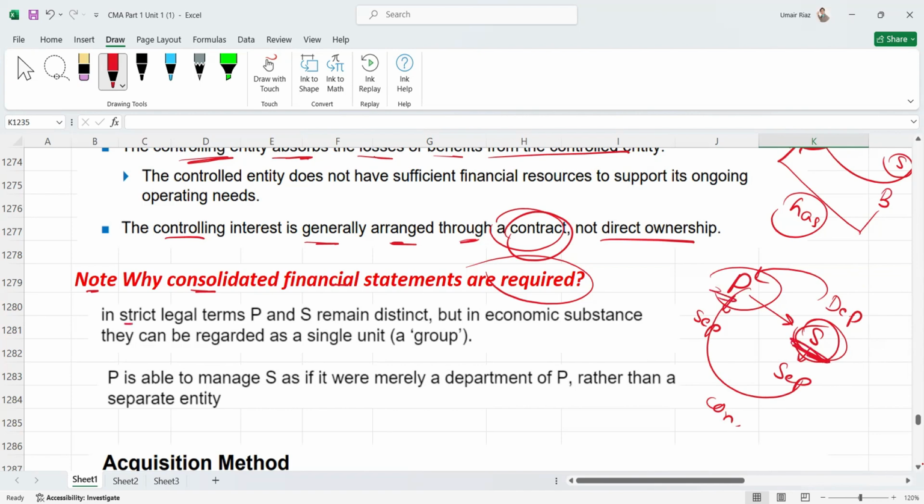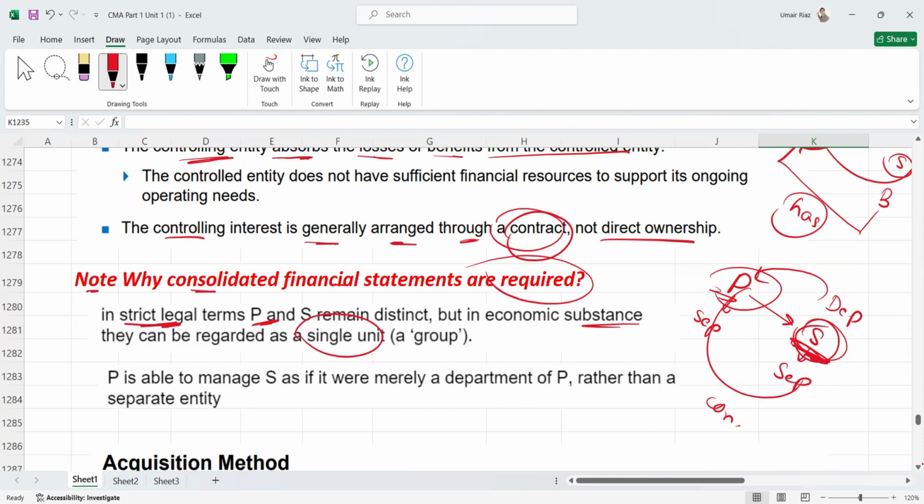So this is what is written here. In strict legal terms, meaning legally, P and S are two separate companies. But if you look at the economic reality or the substance, then we can treat both companies as a single unit, and we assume the subsidiary is one department of the parent, which is managed by the parent, right? So please, this is what I told you. Due to the economic reality, we prepare the consolidated financial statements.